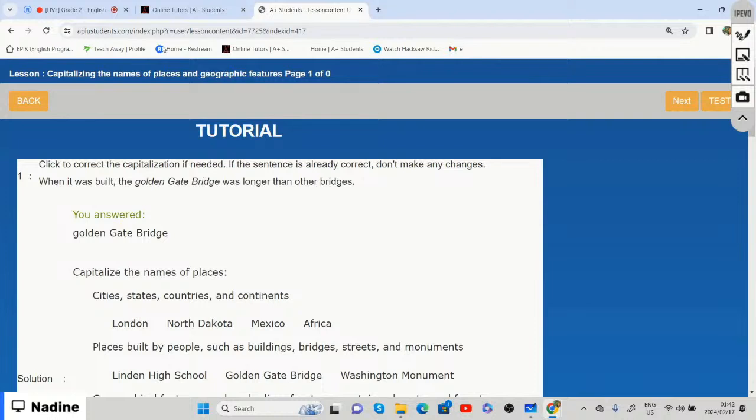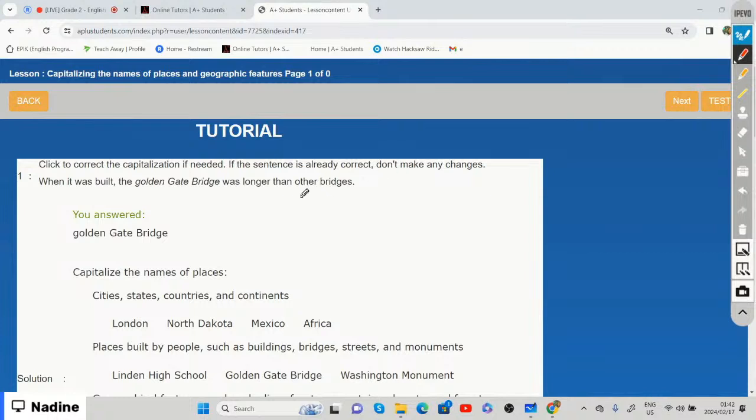So it says, when it was built, the Golden Gate Bridge was longer than other bridges. So Golden Gate Bridge. And if we fix that word Golden Gate Bridge, right, then the G in golden also needs to be capitalized. Golden Gate Bridge. Right? So capital letter G for golden, capital letter G for gate, and capital letter B for bridge.